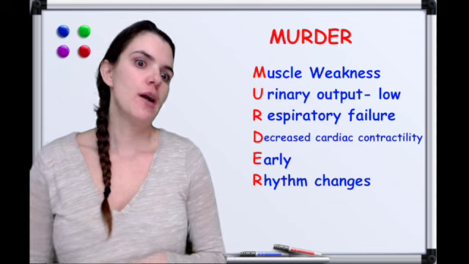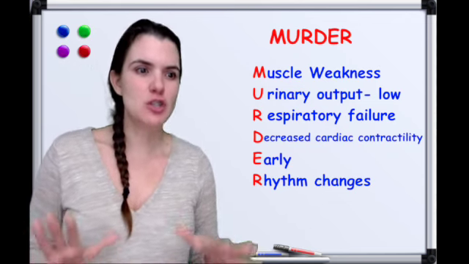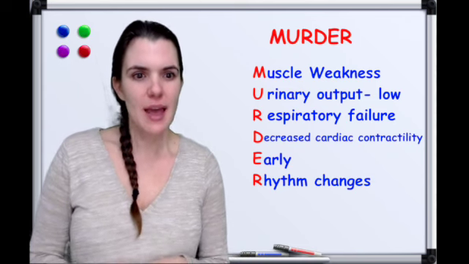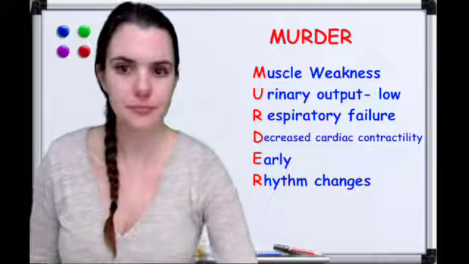R is for rhythm changes. And I would remember this, that they are going to have very tall peaked T waves, and you can also see prolonged PR intervals as well.